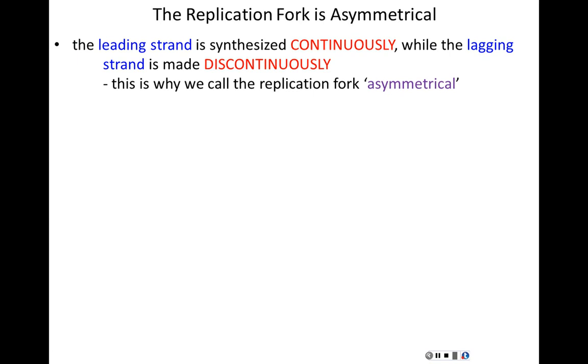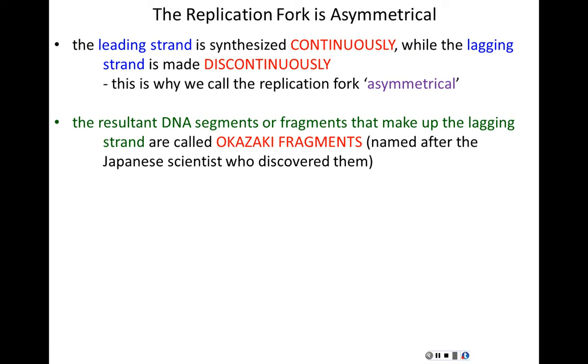And this is why the replication fork is called asymmetrical. It is made differently on its two sides. The DNA fragments or segments that are made after synthesizing the lagging strand are called Okazaki fragments. That's named after the Japanese biochemist who first discovered them.